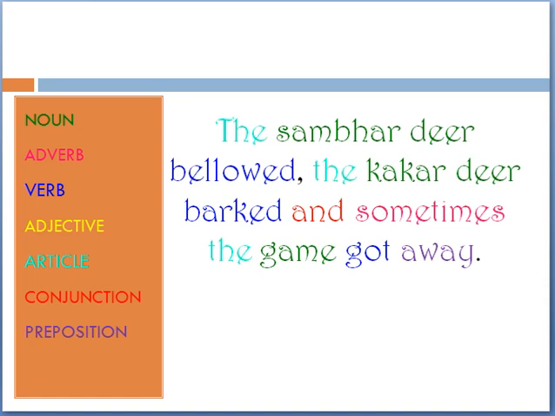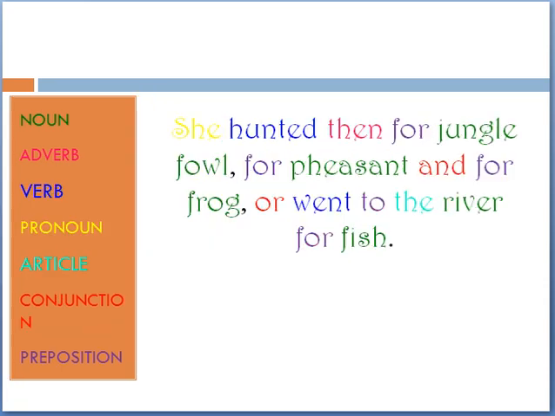Now let us move to the next sentence: She hunted then for jungle fowl, for pheasant and for frog, or went to the river for fish. She is a pronoun because here we are talking about the mother tiger. Instead of writing mother tiger repetitively, we have used the pronoun she. Hunting is an action, so hunted is a verb.